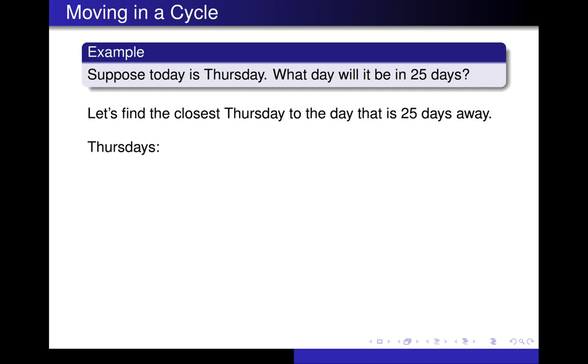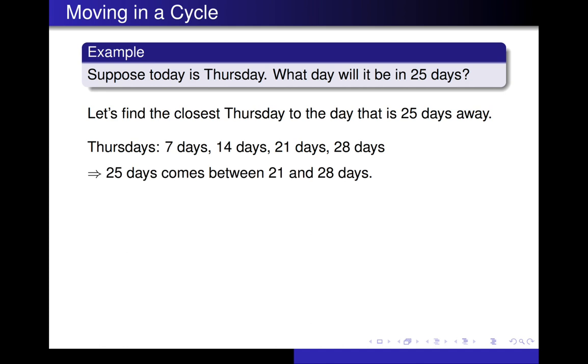So let's see when the Thursdays are going to happen. The first Thursday besides today is going to be in 7 days. After that, the next Thursday is going to be in 14 days, then 21 days, and then 28 days. And notice that between 21 and 28, that's exactly where our 25 days is.